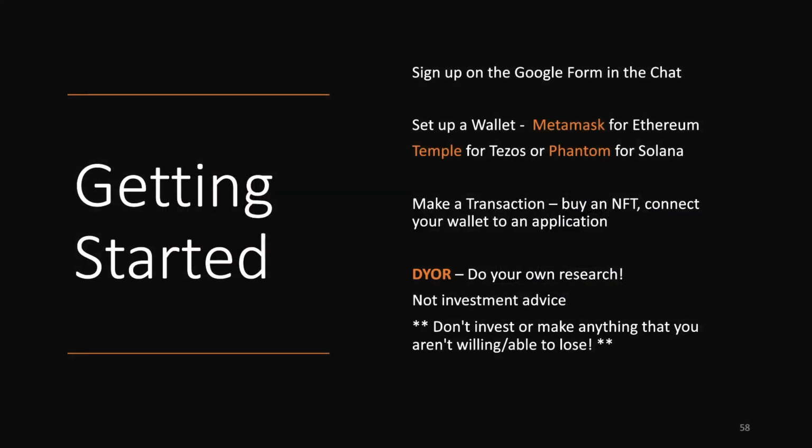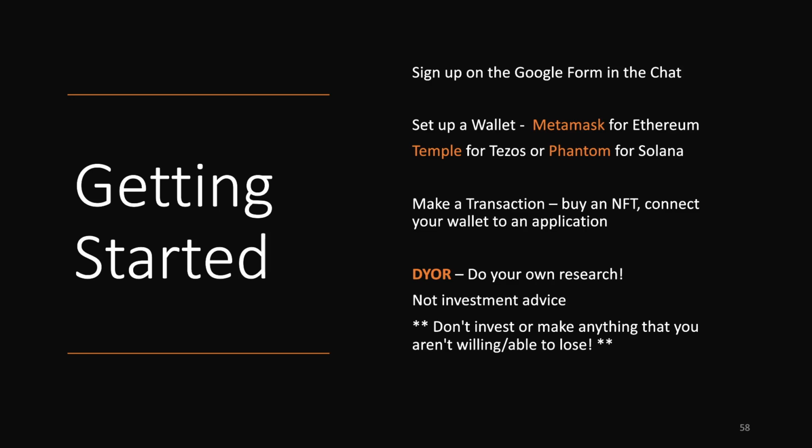If you want to get started in Web3, the first thing you need to do is sign up on the Google form in the chat. I would like to do a number of more workshops. Maybe we can mint some NFTs or learn about some of the chains in particular. I'm a big fan of Solana, so if you want to sign up for that, it's in the chat right now. I recommend setting up a wallet. If you want to do Ethereum, MetaMask is sort of the way to go. It's kind of industry standard. But Temple Wallet for Tezos or Phantom for Solana, those are great chains to get your feet wet because they're so cheap in terms of transaction fees.